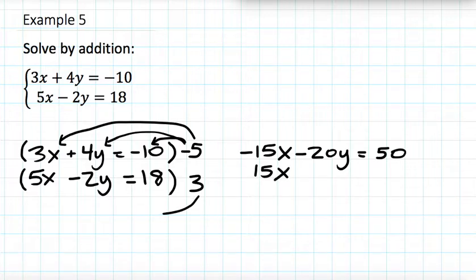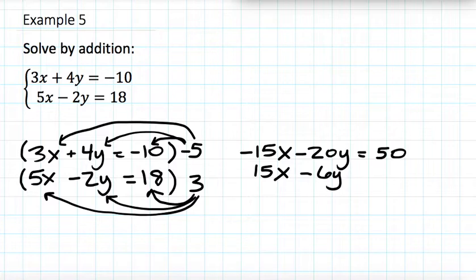Now I'm going to distribute the 3 into the bottom equation. So multiply everything in the bottom equation by 3. That's going to give me 15x minus 6y. 18 times 3 is 54. Use a calculator if you're not sure. Now, what's going to happen here is that my 15x and negative 15x, when I add those together, it's just 0. So that makes the x's cancel out.